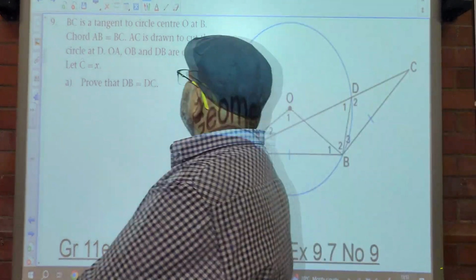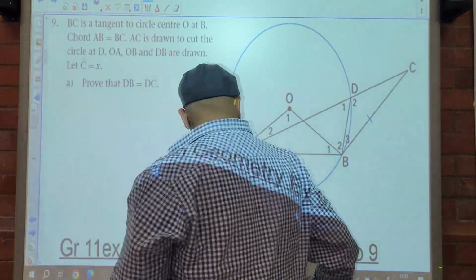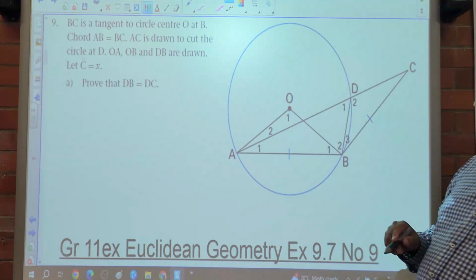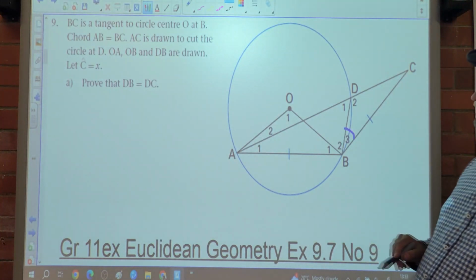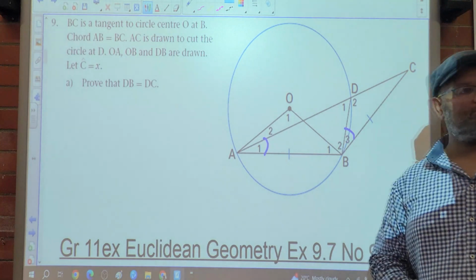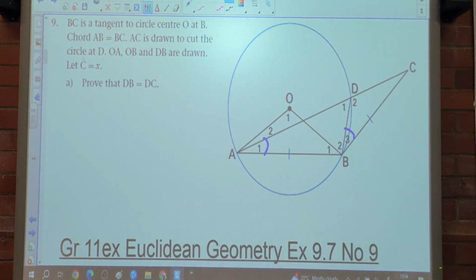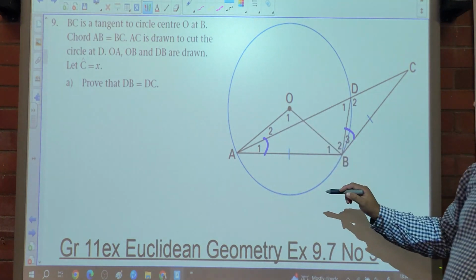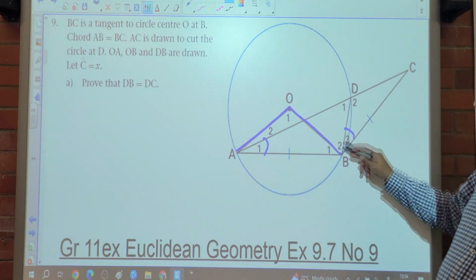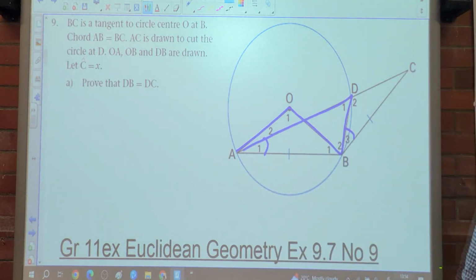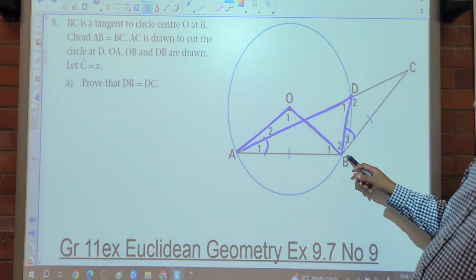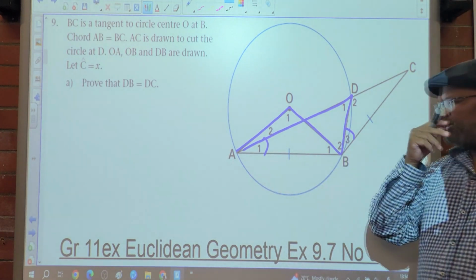In number 9, we are told DC is a tangent to the circle center O. So if BC is a tangent, then what do we know? That B3 is equal to A1. Did you see that? Why? Tan chord theorem. Then we are told O is the center of the circle. So what do we know from here? O1 is double D1. Angle at center is twice angle at circumference. Then we are told that chord BA is equal to BC. So what can be concluded there?